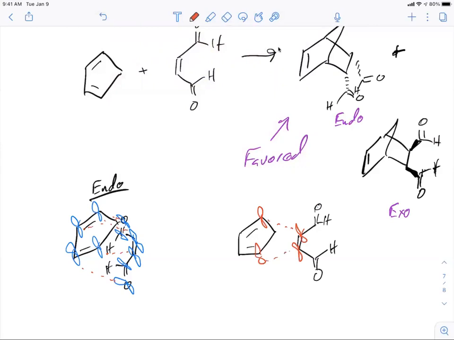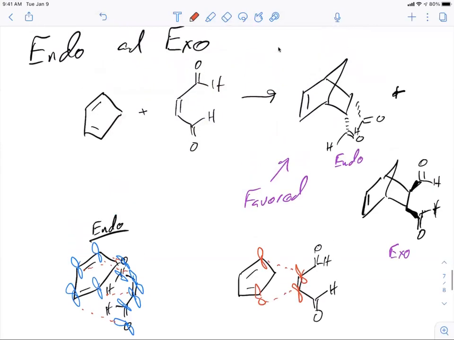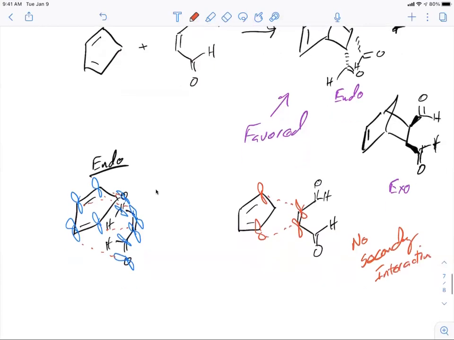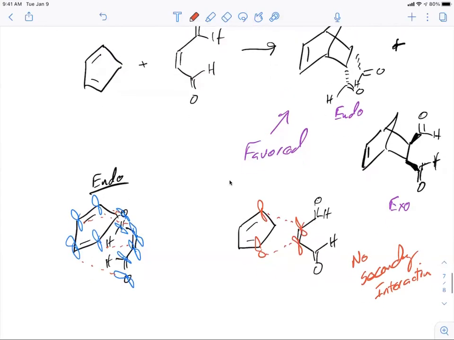well, we'll still get this interaction, right? But we have no secondary interaction of our carbonyls. So that means that whenever we bring these two together, we're going to get endo favored over exo.